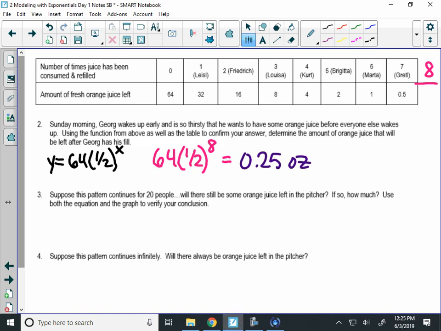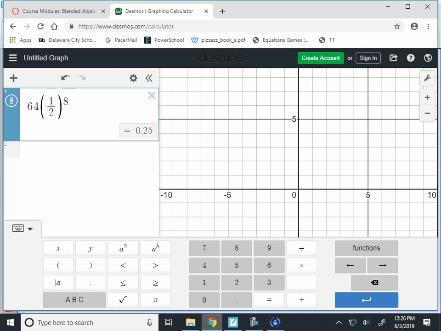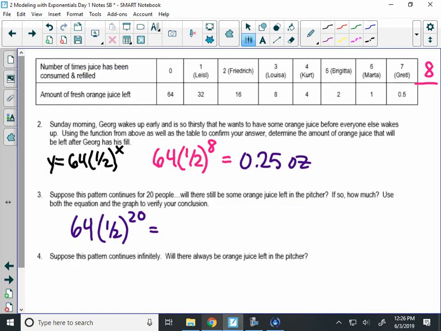Now suppose this pattern continues for 20 people. Will there still be orange juice in the pitcher? So we want to know 64 times 1/2 to the 20th power, 20th people. So let's change our equation here. Instead of 8, let's make this 20. Oh, it looks like it says 0.00061 ounces.